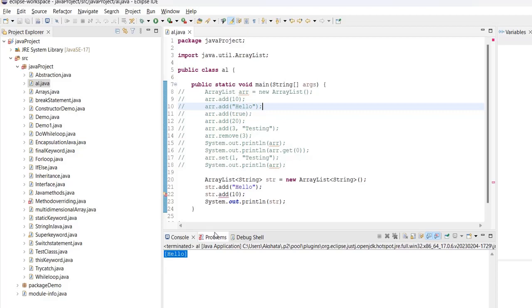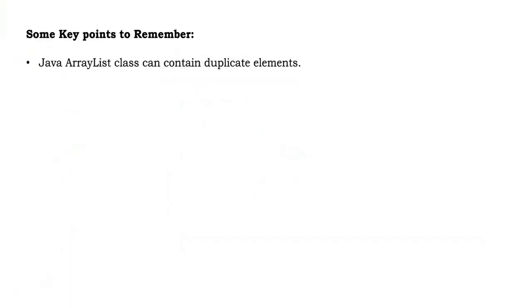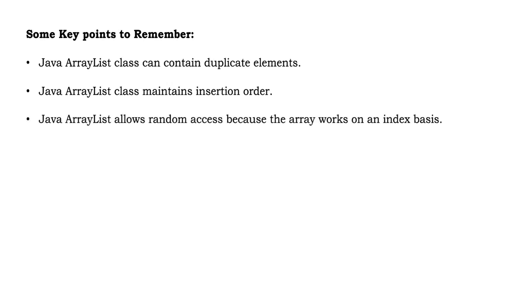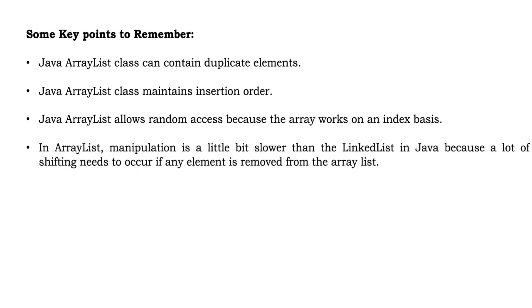So there are some key points that we have to remember. Let's talk about that now. The first key point is Java ArrayList class can contain duplicate elements. So that is one thing you have to remember. Java ArrayList class maintains insertion order. To whichever position we insert, that order will be preserved. Java ArrayList allows random access because the array works on an index basis. So we can randomly access it. In ArrayList, manipulation is a little bit slower than linked list in Java because a lot of shifting needs to occur if any element is removed from the array list. So it is a little time consuming.